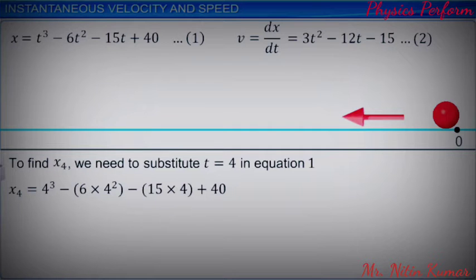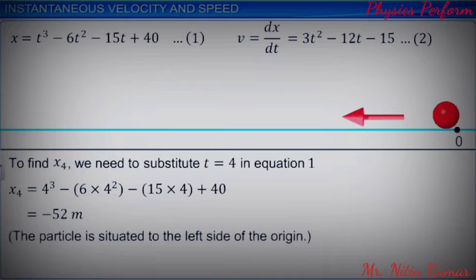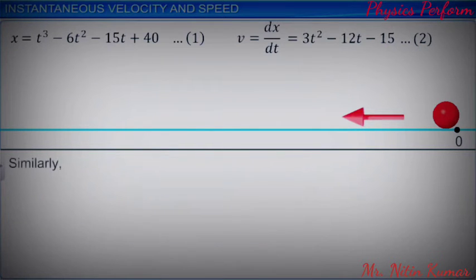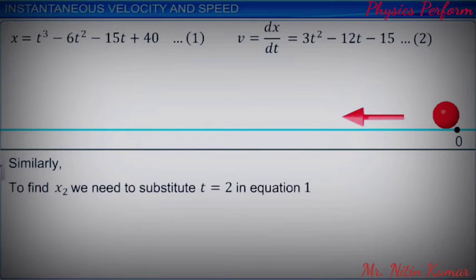Similarly, to find x2, we need to substitute t equals 2 in equation 1. x2 equals 2 cubed minus 6 multiplied by 2 squared minus 15 multiplied by 2 plus 40, which equals minus 6 meters. The particle is situated to the left side of the origin.